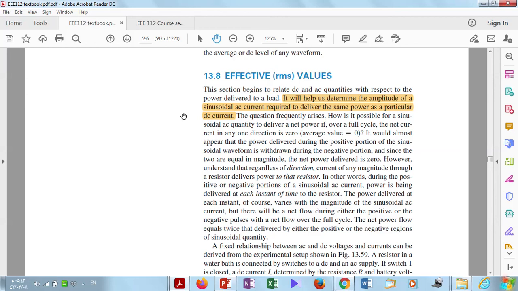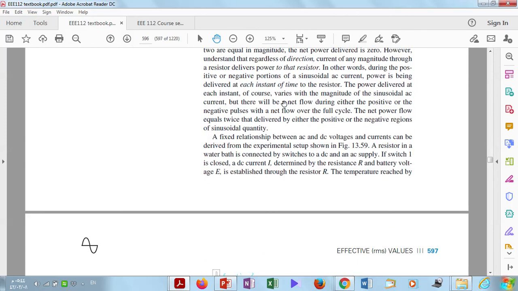Okay, it will help us determine the amplitude of a sinusoidal AC current required to deliver the same power as a particular DC current. Okay, this is the meaning of RMS value.